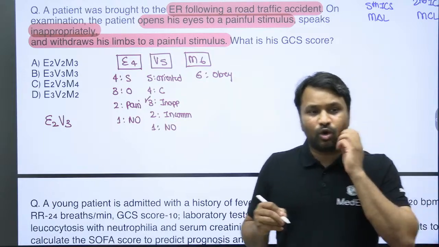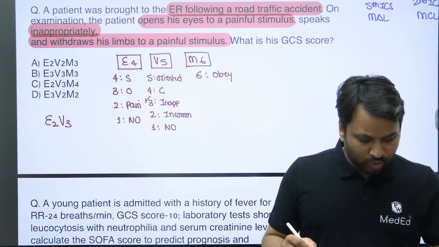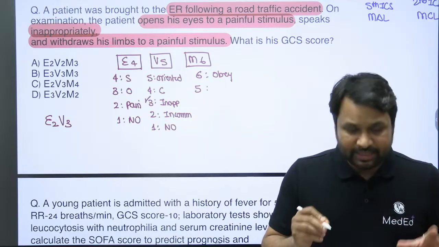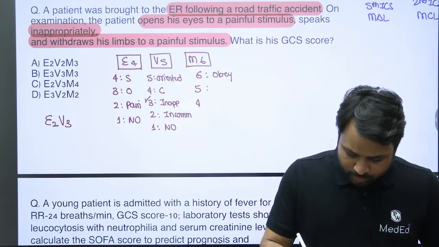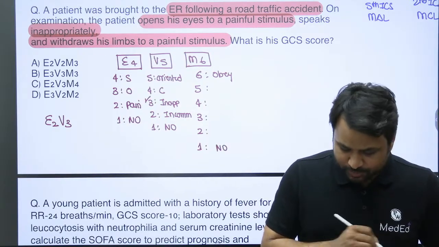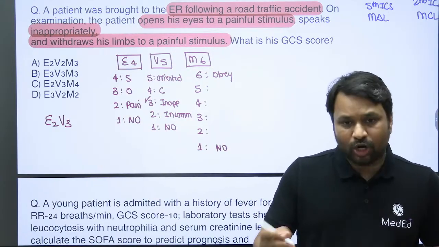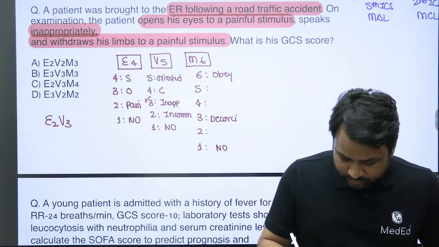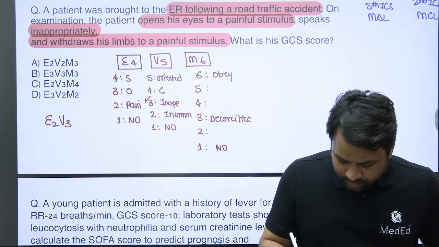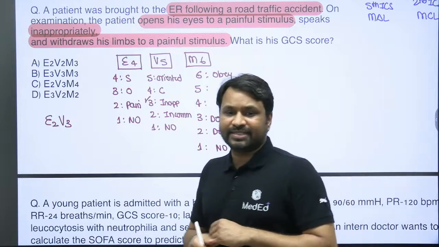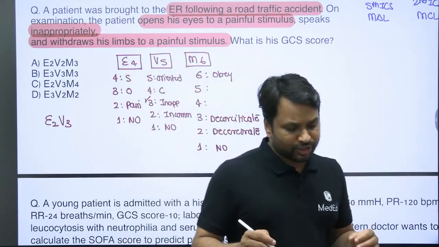In the motor response, 6 if he obeys all the commands, right? If he is obeying all the commands, it is going to be a score of 6. Okay. Now a score of 5. See, in the motor response, now when you look at the whole components, I'll give you an easy trick to remember. 1 means no response. Okay. Now you have decorticate and decerebrate rigidity. This is decorticate. This is decerebrate. Decorticate rigidity and decerebrate rigidity is going to be a flexion and an extension rigidity.